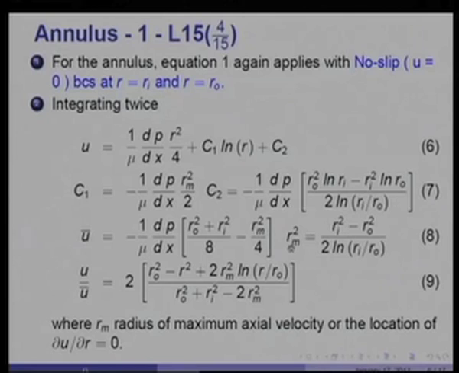So, we use the locator Rm, and therefore, u over u bar becomes 2 times Ro squared minus r squared plus 2 Rm squared ln r by Ro, divided by Ro squared plus Ri squared minus 2 Rm squared. So, as I said, Rm is the radius of maximum axial velocity or the location of du by dr equal to 0. Mind you, this integration to evaluate u bar is not very straightforward because ln r is involved, and one needs to take special care to evaluate ln r times r dr properly.